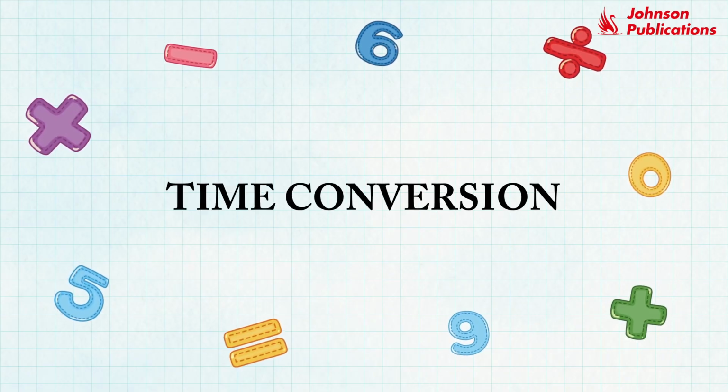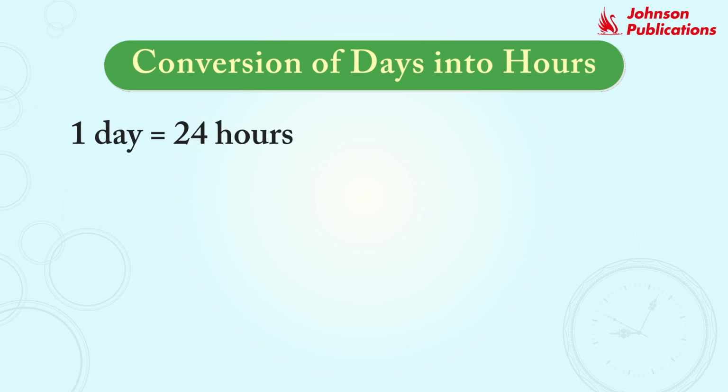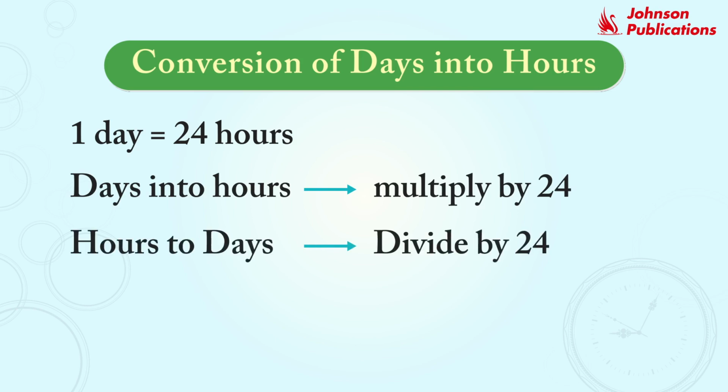Time conversion. Conversion of days into hours. We know that one day is equal to 24 hours. To convert days into hours, we multiply the number of days by 24. If we convert hours into days, we divide by 24.